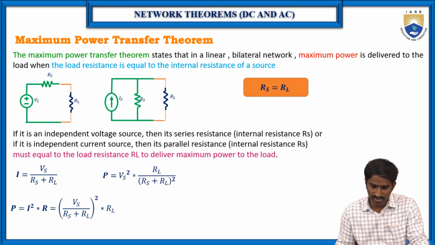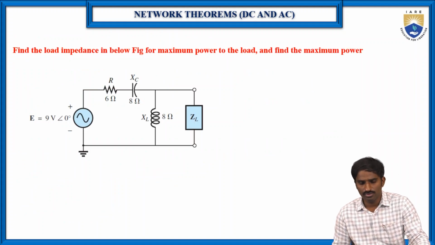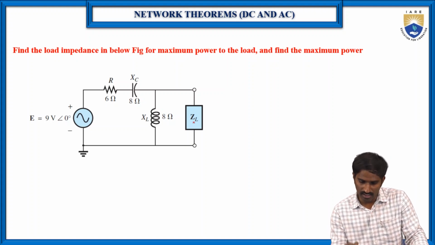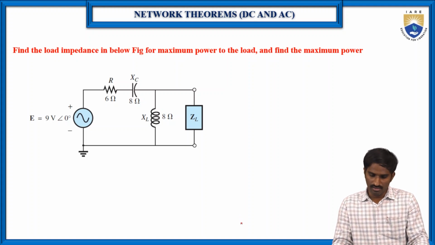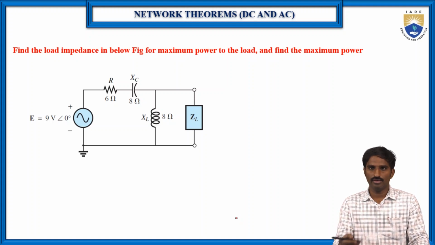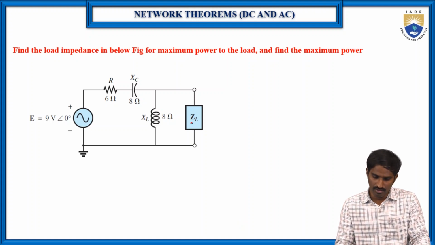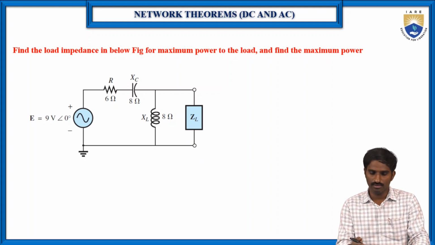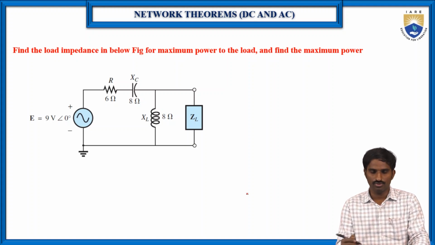Now let us go with the problem. Right. So this is our given problem. In this problem, we need to find the maximum power delivered to the load, as well as the impedance. At what impedance will the maximum power be delivered to this load? Like this is an AC circuit. Because the DC circuits we have already discussed in the previous classes, that's why I have considered an AC circuit to solve this problem.